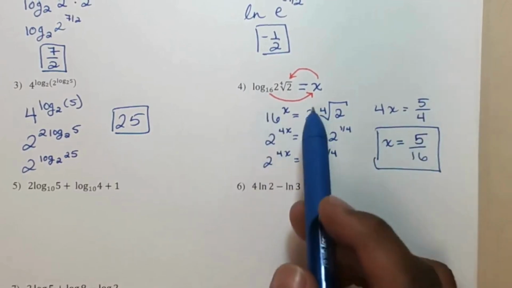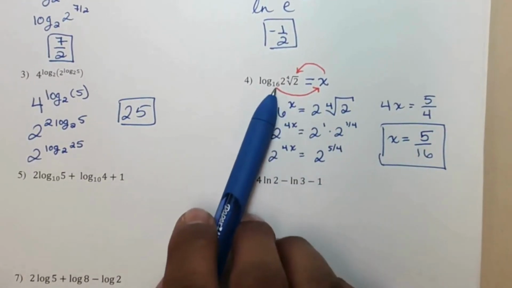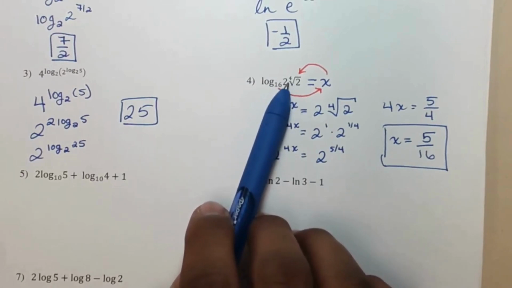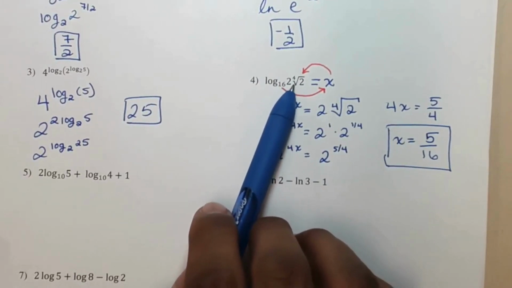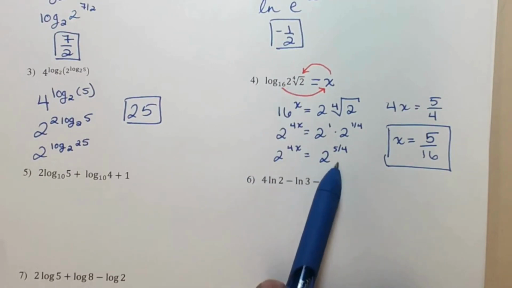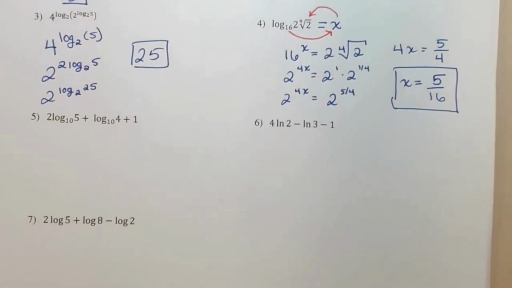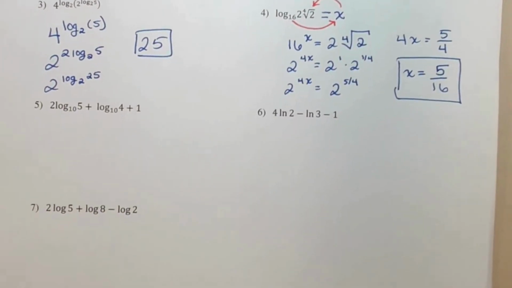So again, we did this process here because this base 16 is too big for what's on the inside. The inside is not base 16, it's base 2. That means it's some power of 2, which we found out was 5/4. Okay, what about number 5?